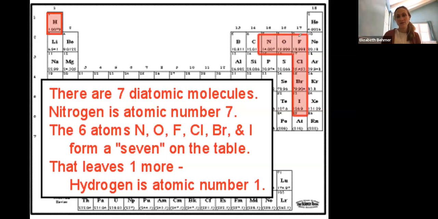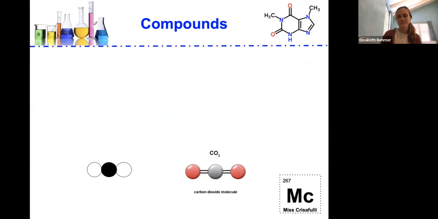This forms the number 7. To remind you that there are 7 diatomic molecules. We have 6 of them listed here, and the 7th is hydrogen. So hopefully that serves as a little memory trick to remember the diatomic elements or molecules, because they're 2 atoms put together, and then where they're located on the periodic table.